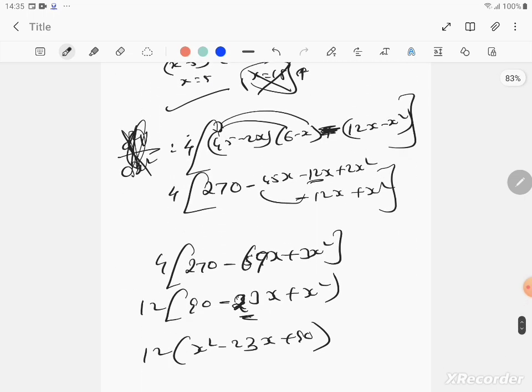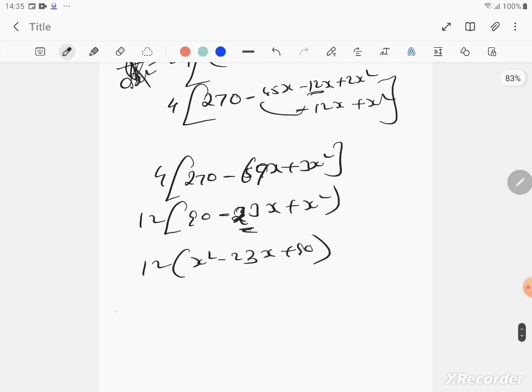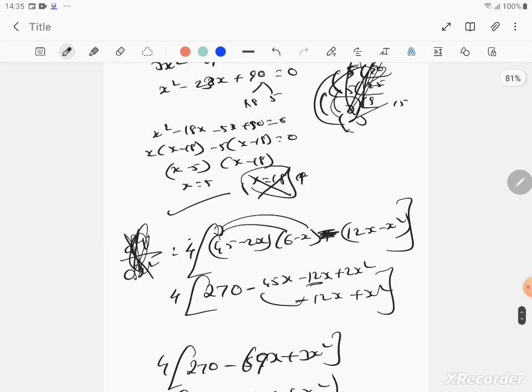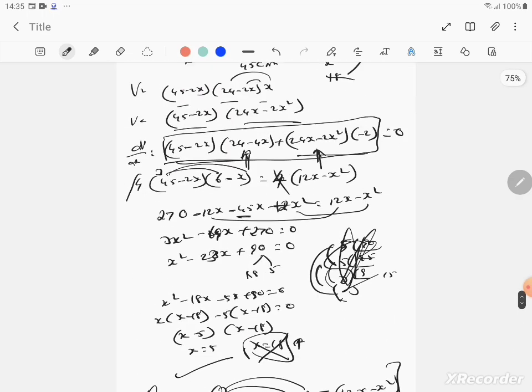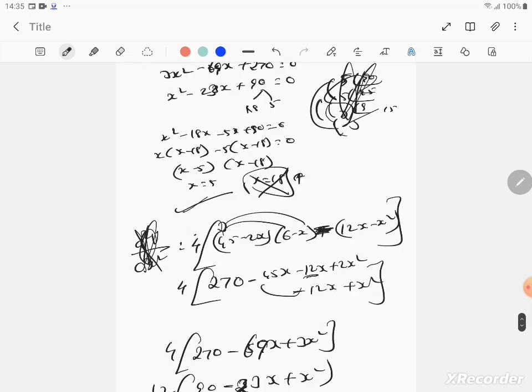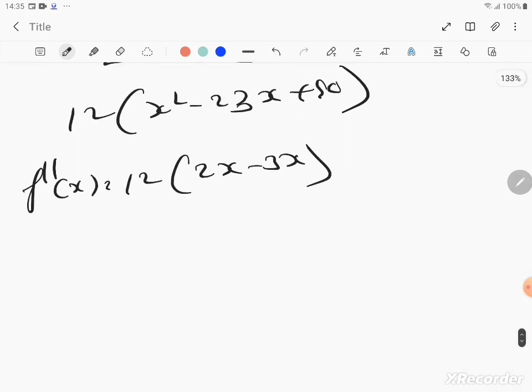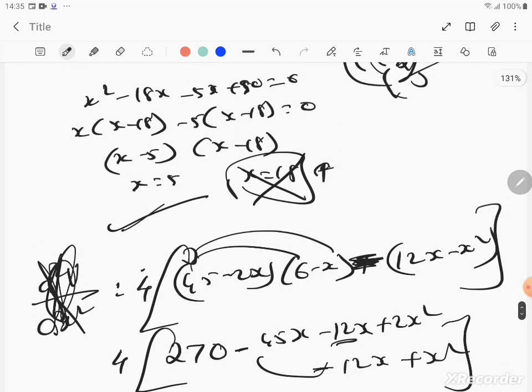But the whole point is not to get the same answer. It's about double differentiation. I have to get double differentiation. So double dash of x will be 12 into 2x minus 23. And what is the x value that you got? The x value that you got was 5. x is equal to 5. Substituting here, 12 into 5 2s are 10 minus 5 3s are 15 turns out to be negative, and that shows that it's maxima. That's it.